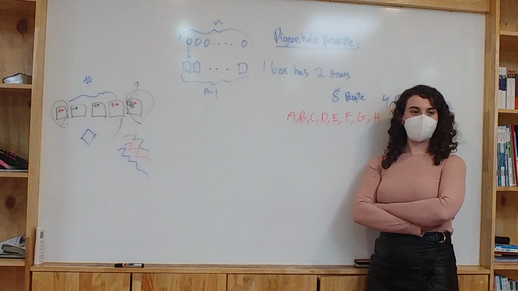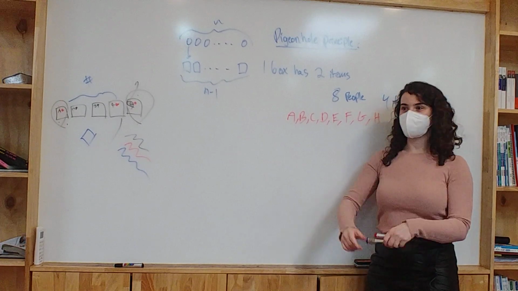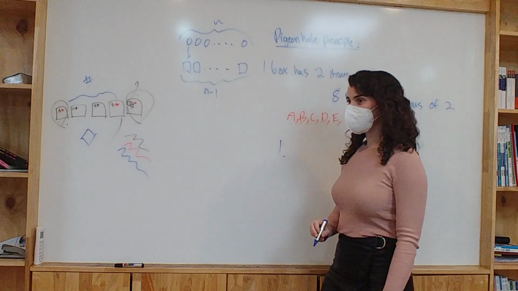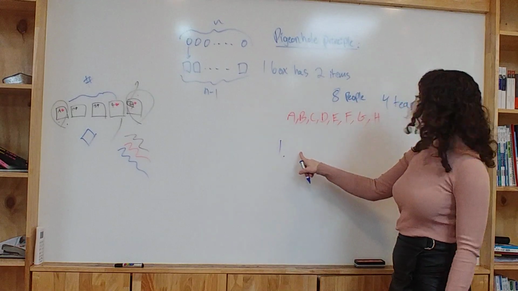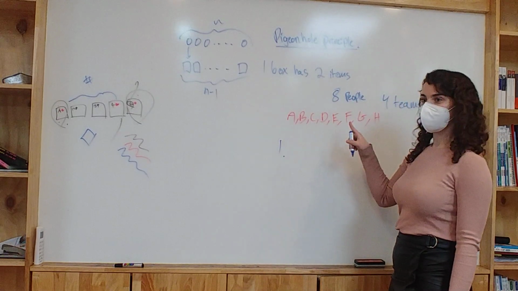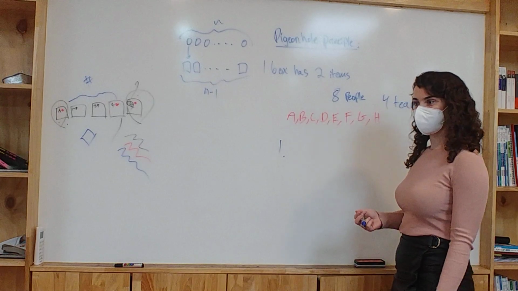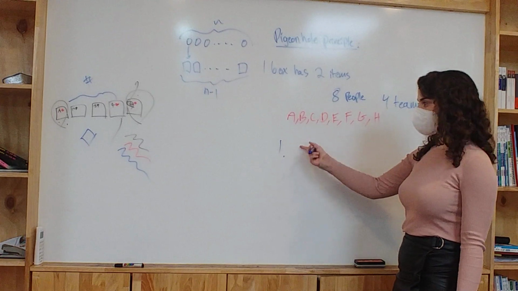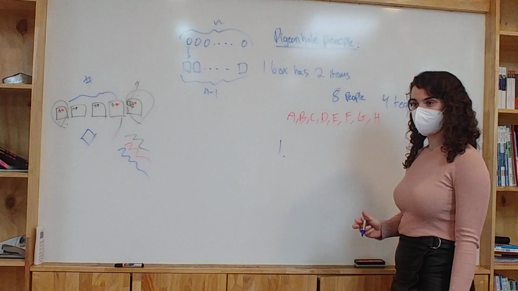Okay, we make teams with 2 people. Team 1. Well, we need 2 people to go on team 1. Who goes on team 1? We need to pick 2 of them. How many ways can we pick 2 of them?